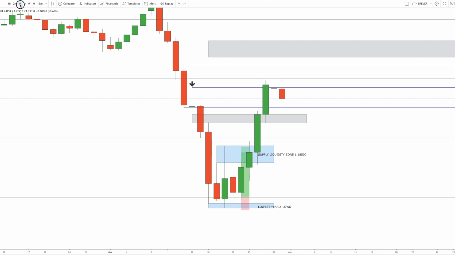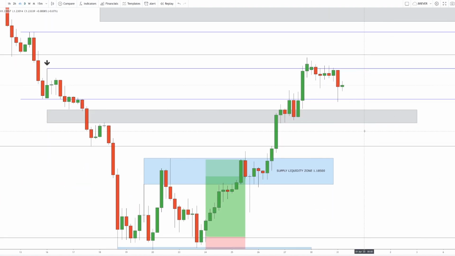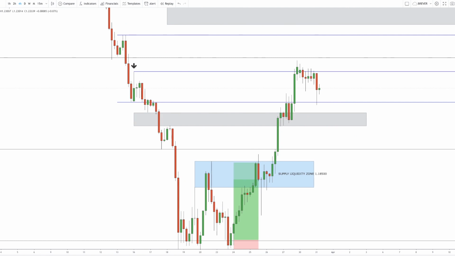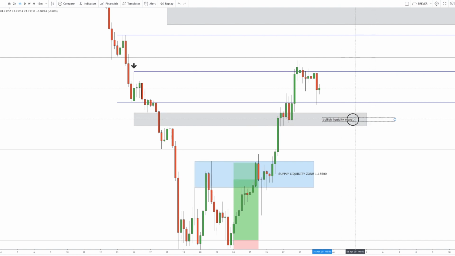So when you come to the lower time frames, you know that this is the region whereby you're looking for bulls to enter into this market. Liquidity region. Hope I didn't make a mistake on the spelling, but you know it's not money. So all right, this is the bullish liquidity region.